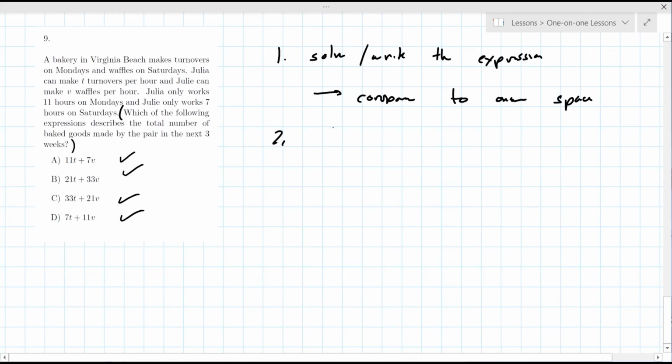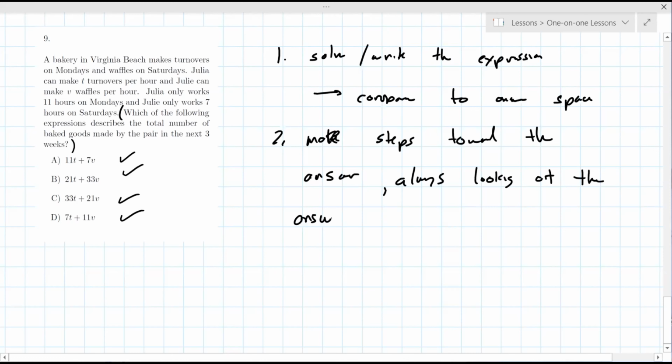A second strategy is you make steps towards the answer, but you're always looking at the answers. You don't want to just do one, because like in question 6 when I asked you to do it on your own, when the answer wasn't there, you got to restart it. If you're looking the whole way, you can avoid that, but there's risk with number 2. You can maybe make a false assumption or misstep, so you just got to be careful with that as well. So we're going to just read through and we'll see what happens.